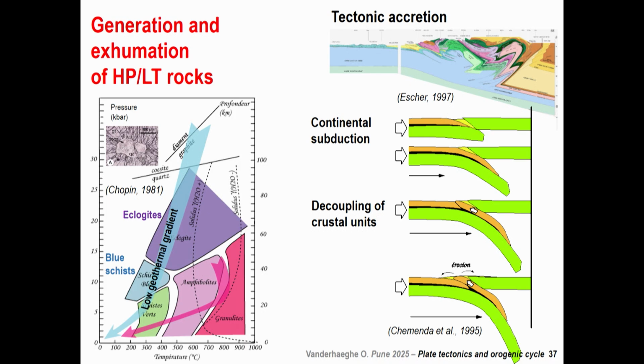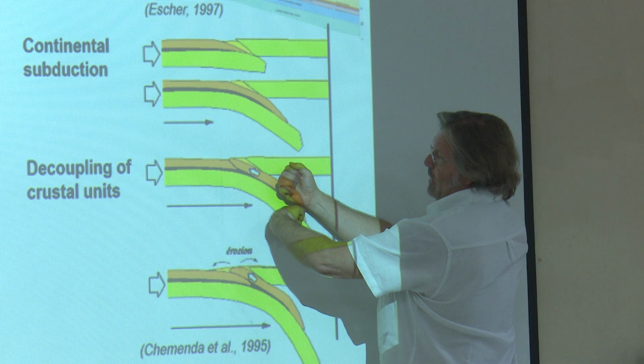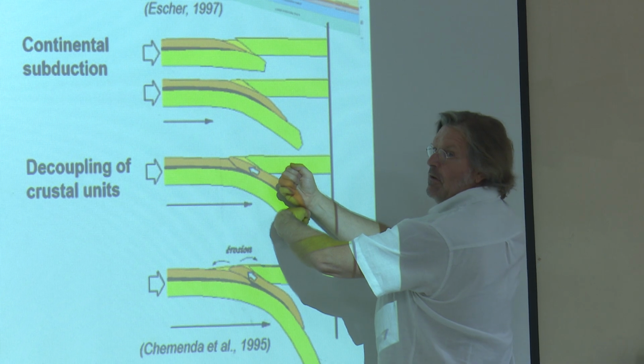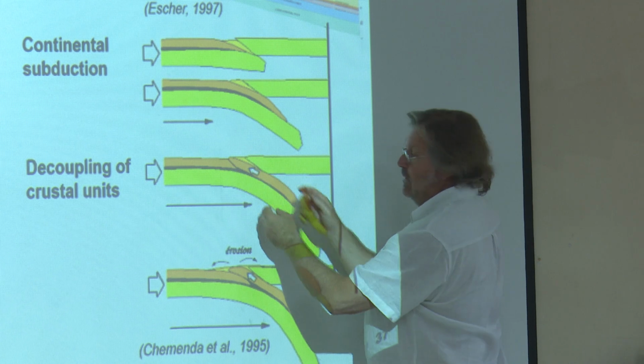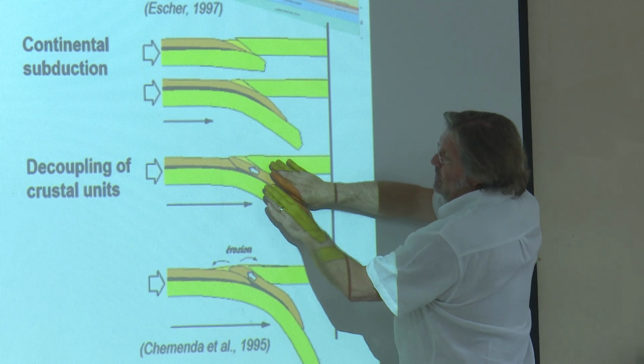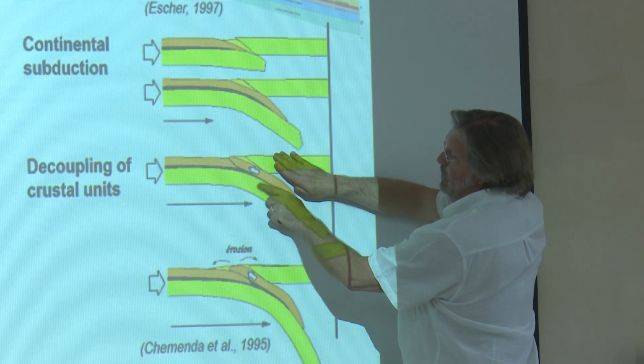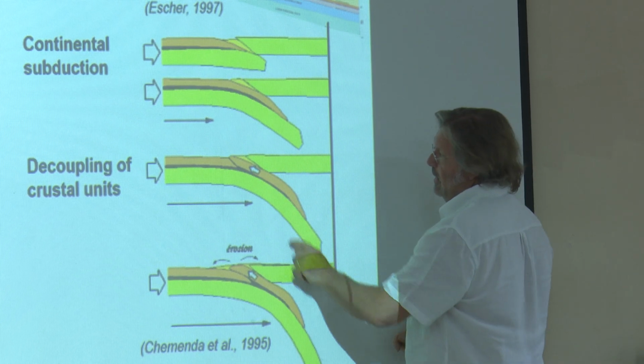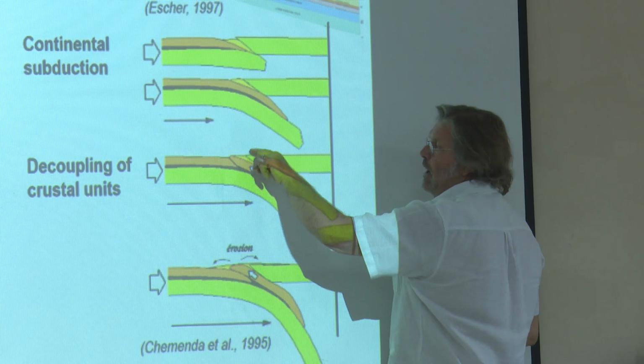So at some point, which is this stage, the brown decouples from the green, and its main driving force is buoyancy that overcomes the mechanical coupling and the strength of the coupling between these two units. And in this model, he also has full erosion.